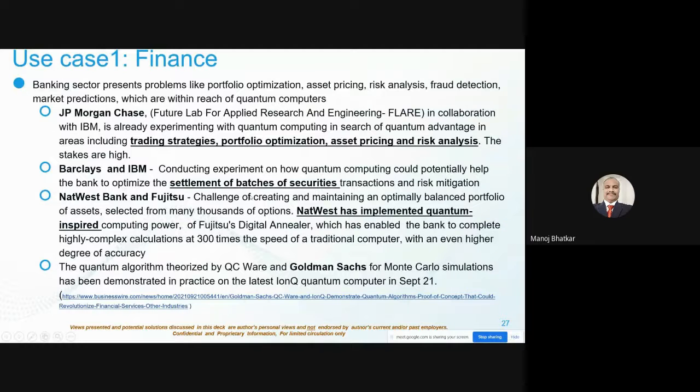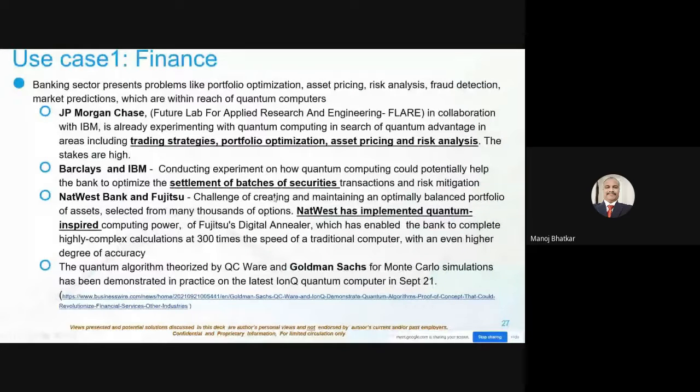Barclays and IBM, same thing, but Barclays is using it for the settlement of batches. They are using batch-based settlement. They have already started to optimize that settlement of batches and implementing algorithms to take benefit of quantum computing. Interesting is NatWest Bank and Fujitsu. They have already implemented quantum-inspired computing. It is not fully quantum, but what Fujitsu calls a digital annealer, and they are able to get a speed-up of up to 300 times over the traditional computer, along with accuracy as well.